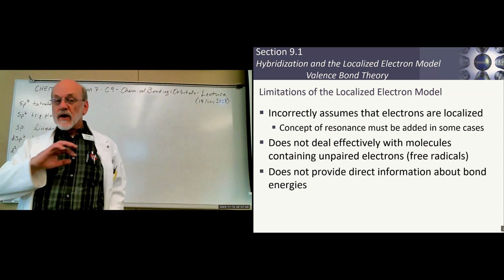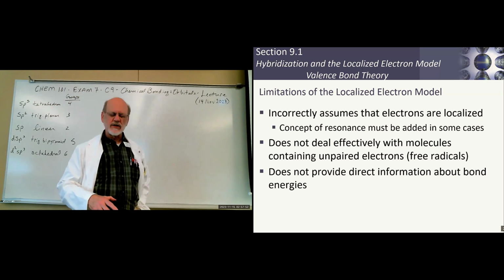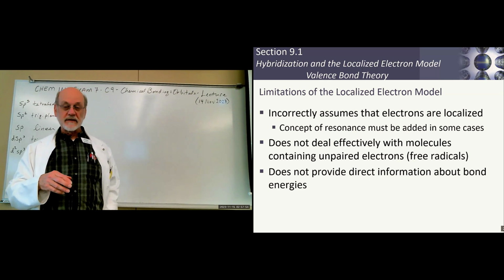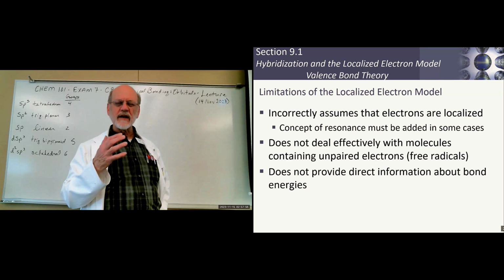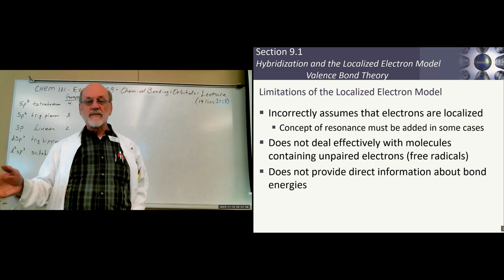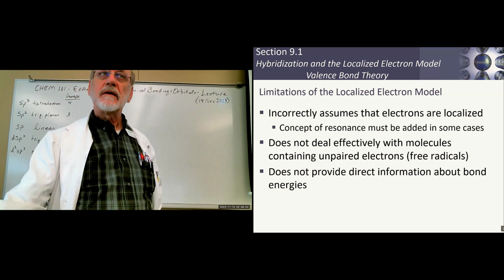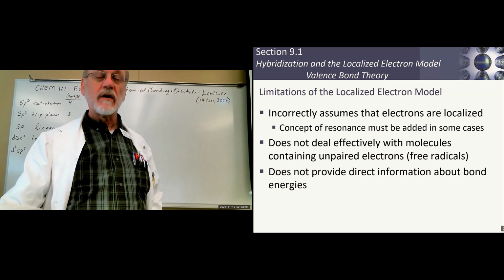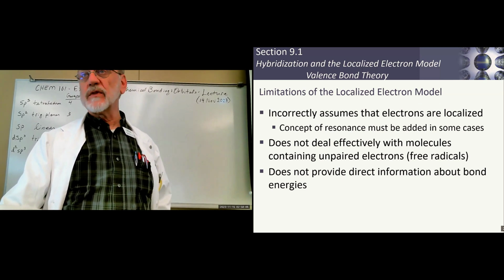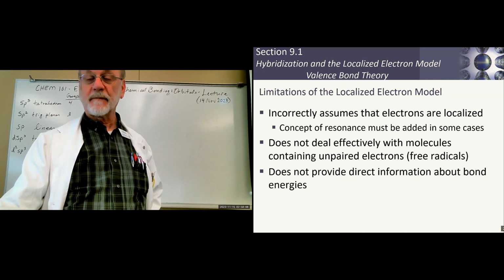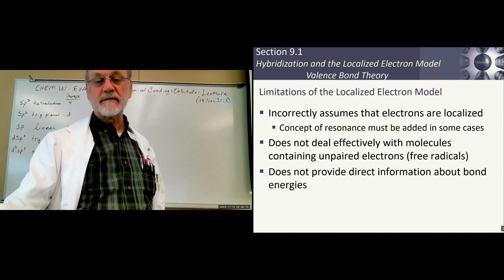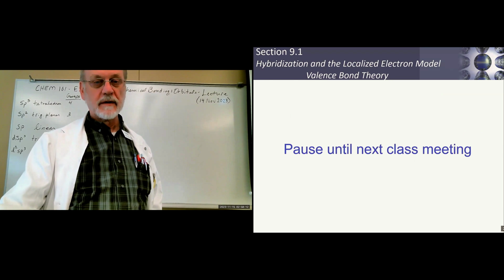It gives us no direct information about bond energies. The localized electron model and valence bond theory say nothing about the energies. It can't. It has no way to calculate the energies of the bonds. We have to determine those empirically at this point. That's all we have going for us.